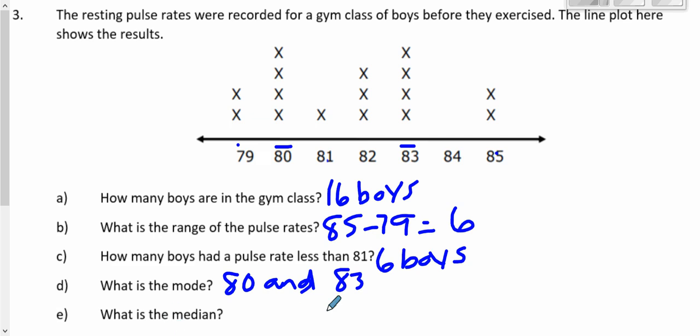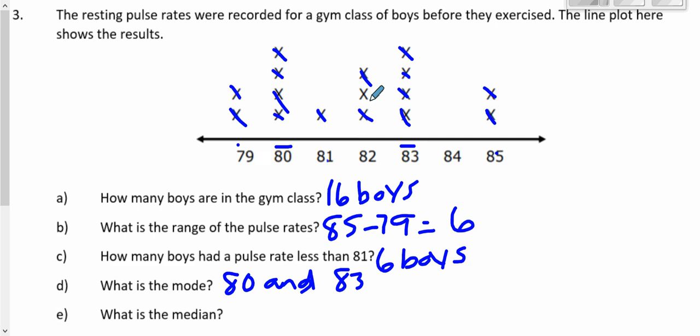Okay? And then our median, remember median is the middle. What we can do here is take 1 high, 1 low, going back and forth. Almost there. Sorry, it's taking me a minute. And when I get to my middle, I am a little bit confused because I had 16 boys, but I have 1 left over, which shouldn't be the case.